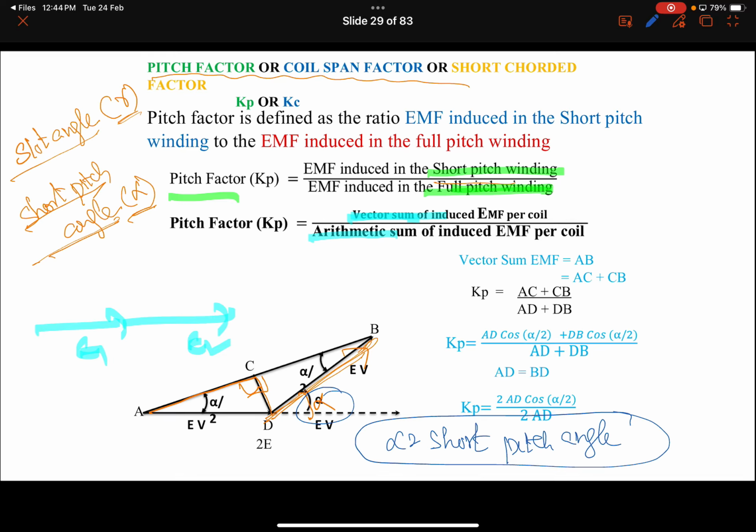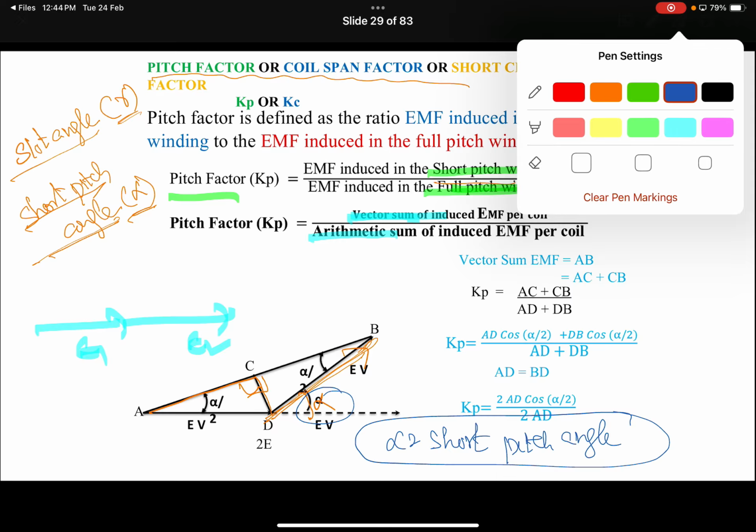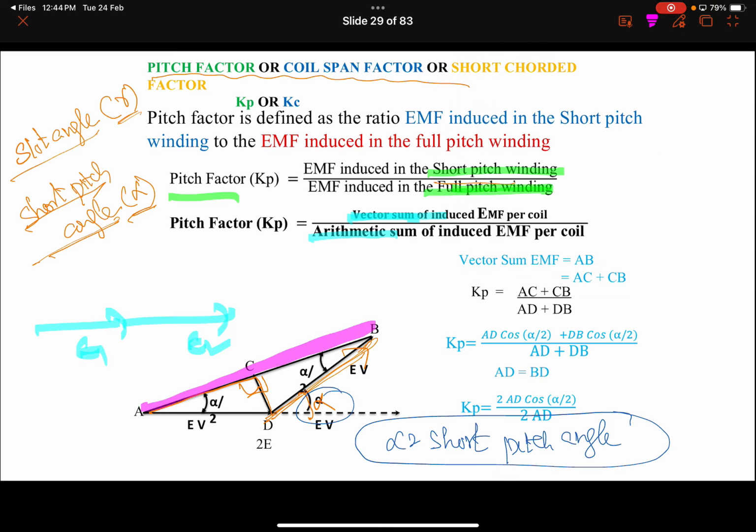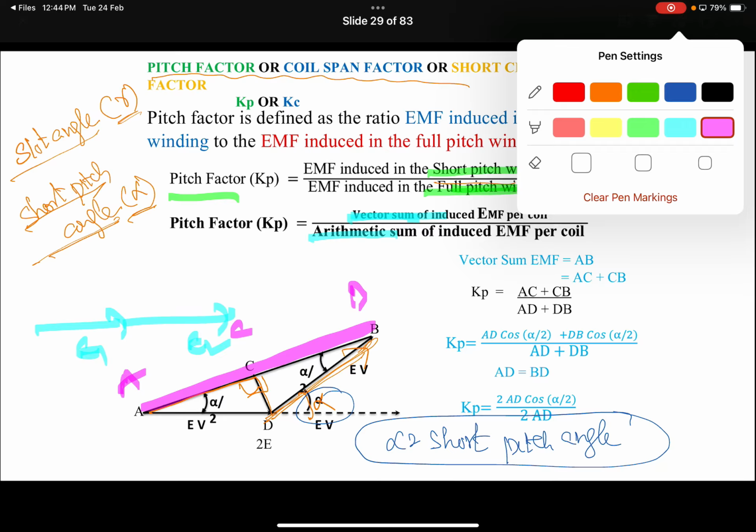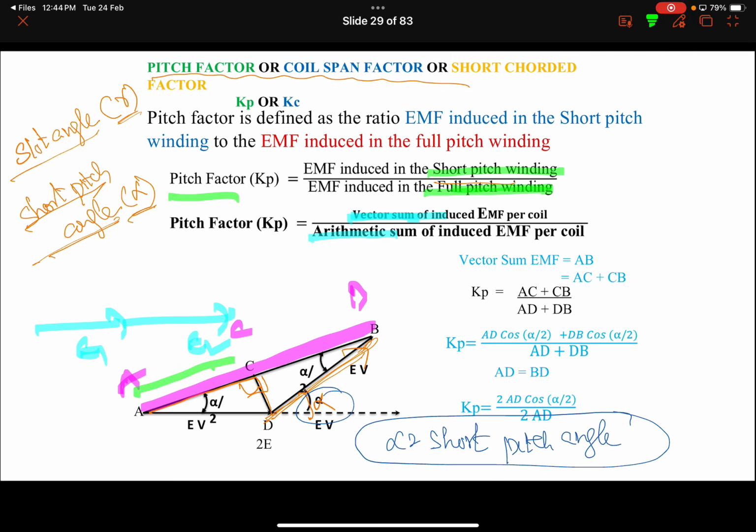By considering the trigonometry here and by simplifying, Kp equal to EMF induced in the short pitch winding by EMF induced in the full pitch winding here. Ultimately, what I am trying to do here is find this length, ACB length. I am trying to find out AB length. For that, I am dividing the length into two parts: one is AC length, the other BC length. How am I trying to find it here?